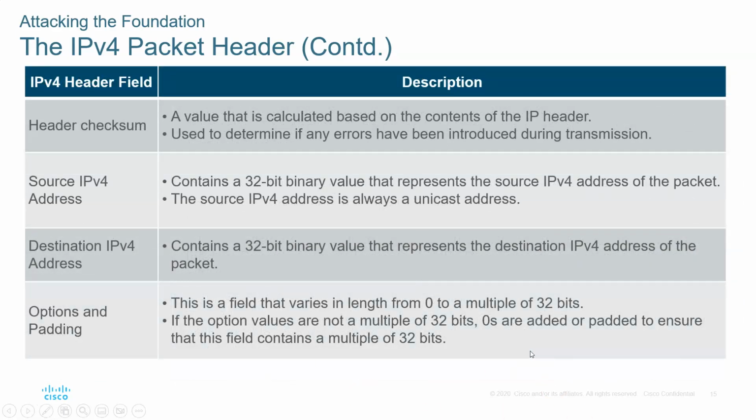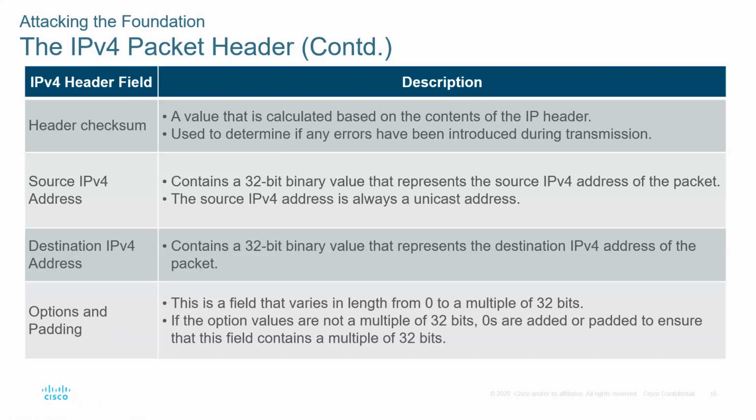The header checksum is to verify that the packet is good, right? Just to make sure. We know that the source IPv4 address, you get that from the DHCP server. The destination address, you get that from the DNS server. And the options and padding, it all depends.